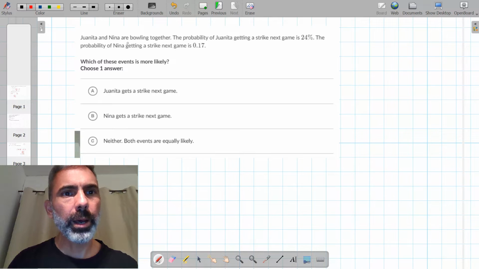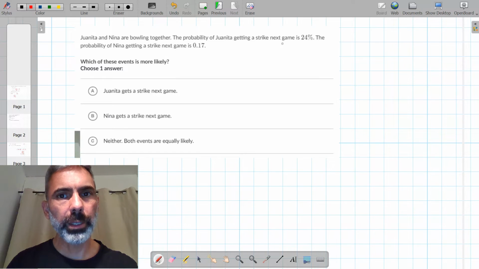Juanita and Nina are bowling together. The probability of Juanita getting a strike next game is 24%. The probability of Nina getting a strike next game is 0.17. Which of these events is more likely? Choose one answer. Juanita gets a strike next game.